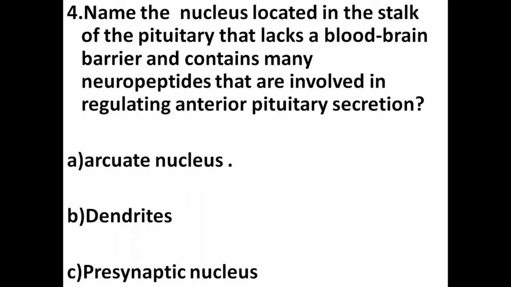Fourth one, name the nucleus located in the sac of pituitary that lacks a blood-brain barrier and contain many neuropeptides that are involved in regulating anterior pituitary secretion. Option A, arcuate nucleus. Option B, dendrites. Option C, presynaptic nucleus. Answer, option A, arcuate nucleus.